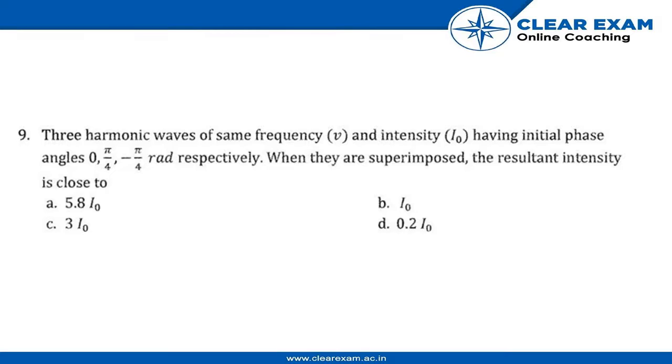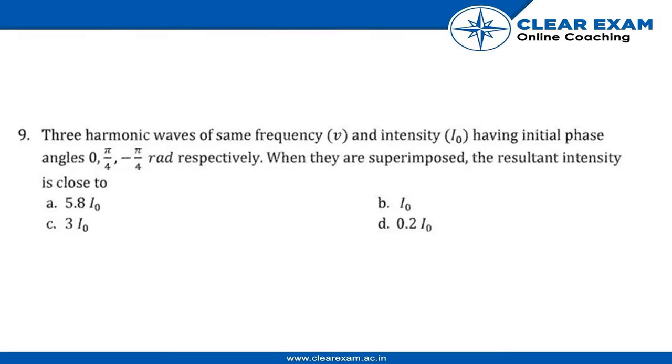Now, according to the question, we know that there are three harmonic waves, and all three waves have the same frequency, that is V, and also the same intensity, that is I naught. But the initial phase angles between them are different. For the first wave we have 0, for the second wave we have pi by 4, and for the third we have minus pi by 4 radian. After that, the question asks: when they are superimposed, what will be the resultant intensity? So we have to find the resultant intensity.